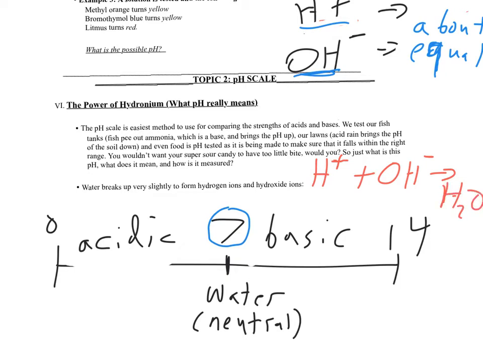H plus OH minus yields water. So when water breaks up, it can break up into a hydroxide ion or an H plus ion.